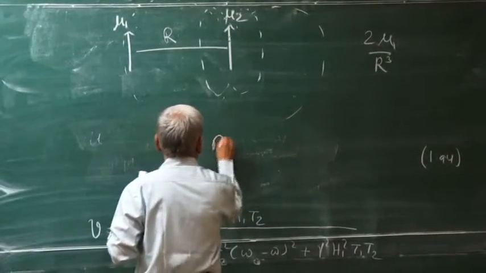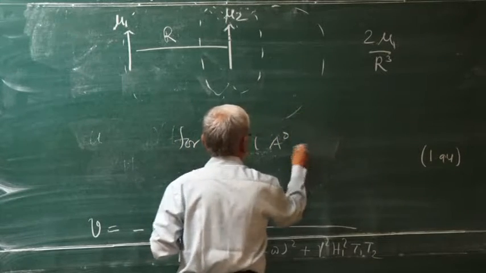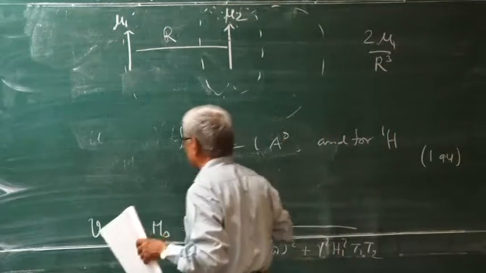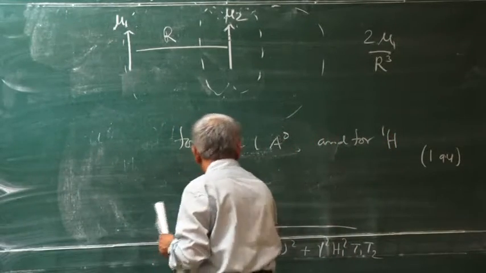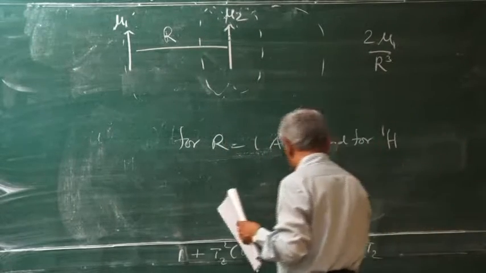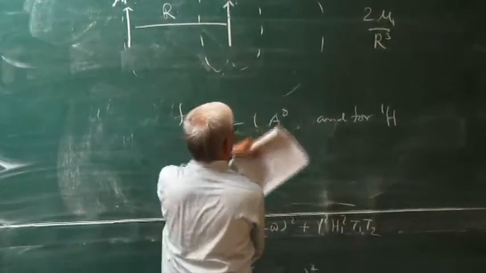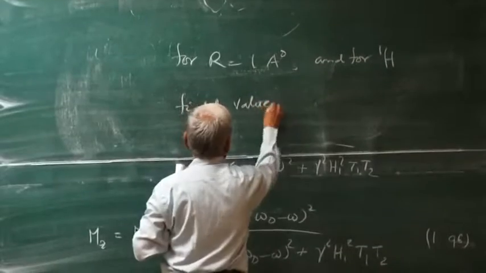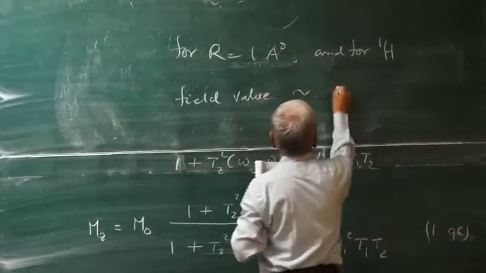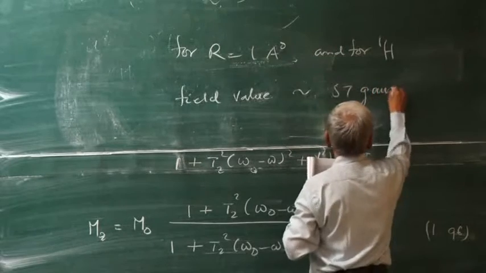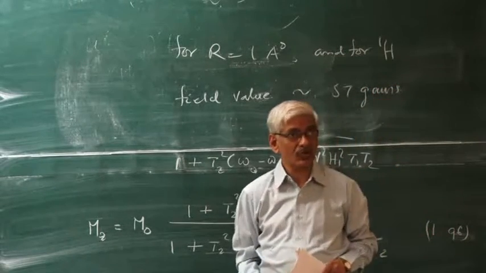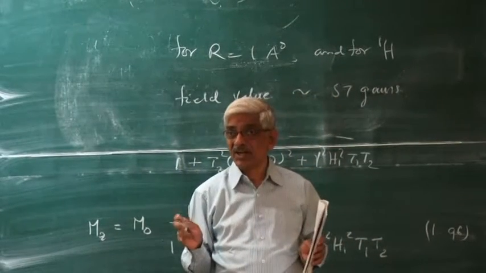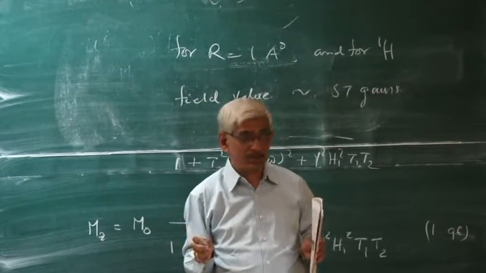For r equal to 1 angstrom, and for a proton, if you make a rough calculation, the field value is approximately 57 Gauss. At a distance of 1 angstrom, it is 57 Gauss. It's not a small field. It's a huge field. It's quite a lot of field.